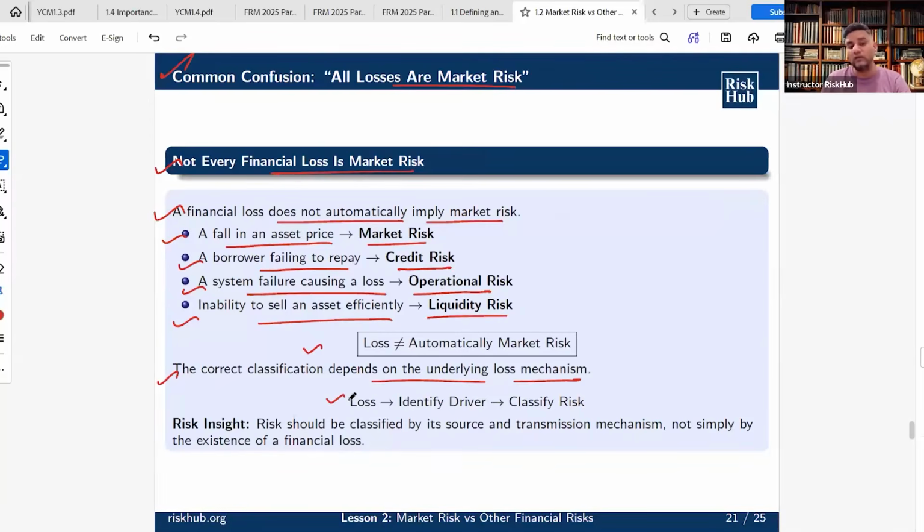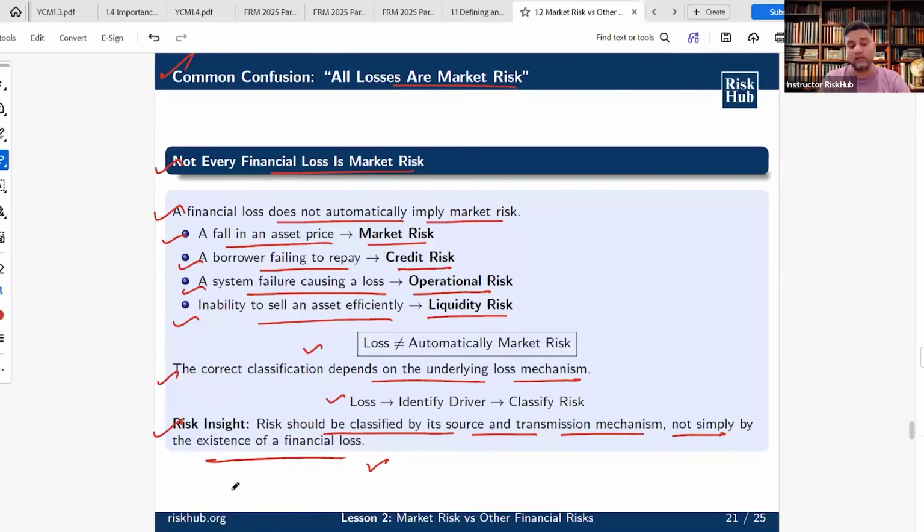Loss leads to identify driver and then to classify risk. Insight here is risk should be classified by source and transmission mechanism, not simply by the existence of a financial loss. So the slide basically corrects one error, treating any financial loss as a market risk. It maps four losses to four categories. A fall in the asset price, market risk. A borrower failing to repay, credit risk. A system failure causing a loss, operational risk. Inability to sell an asset efficiently, liquidity risk.